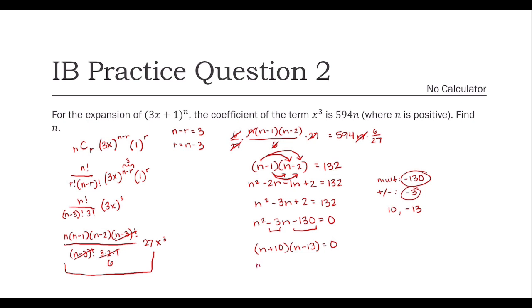So if n plus 10 equals 0, the whole thing will equal 0, or if n minus 13 equals 0, the whole thing will equal 0. So if we solve for n, we can subtract 10 from each side, so we get n equals negative 10, or on this one we can add 13 to each side, and we get n equals 13. So in the problem it says n needs to be positive, so we know that n is going to be 13.